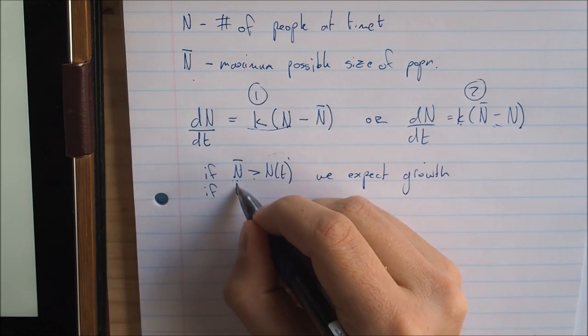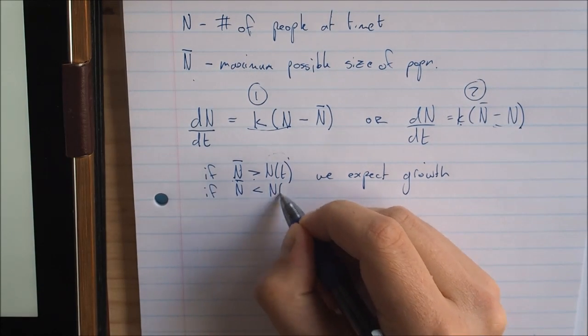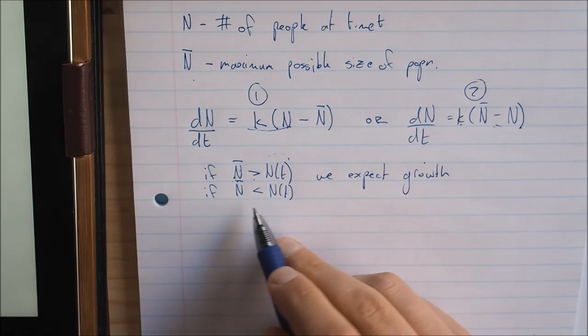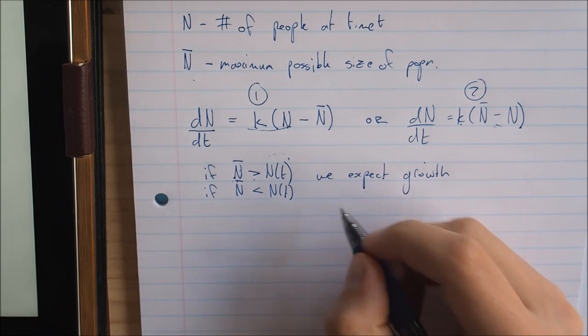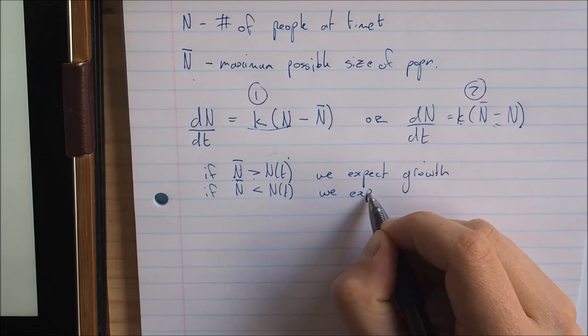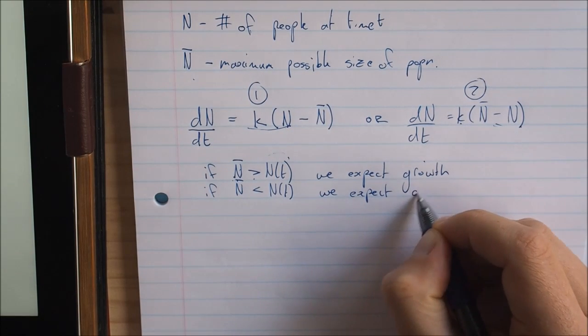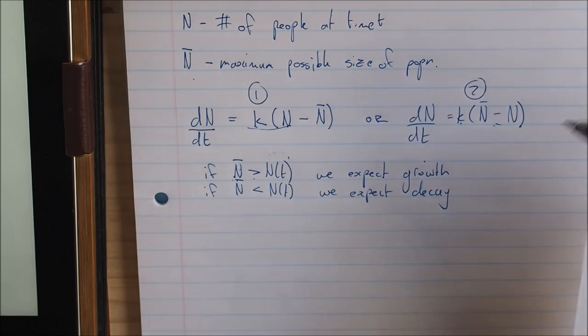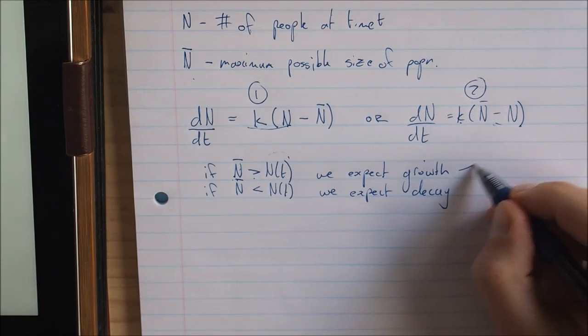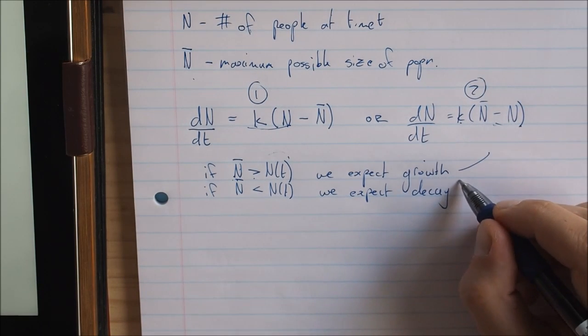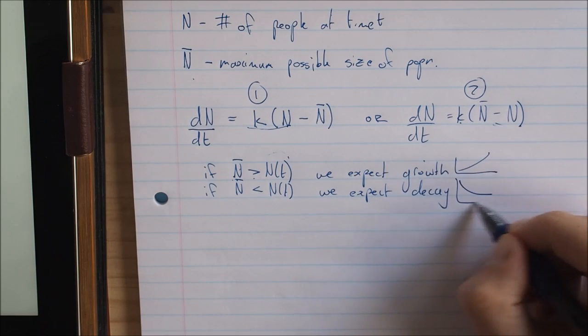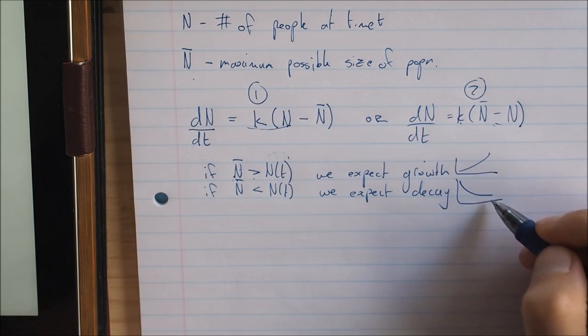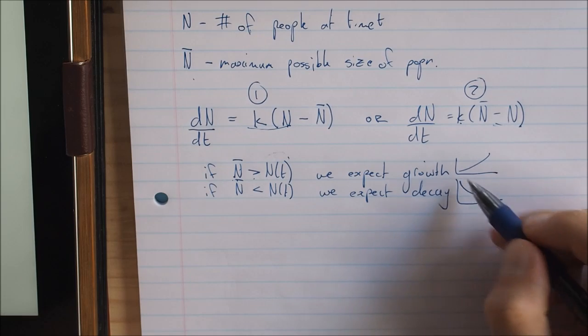And if n bar is less than n of t, so if our current population size is bigger than the maximum possible size, we expect the population to decay, so the size to decrease. So this is going to be growth, increasing, and decay is going to be decreasing. So we're looking at it like that. These are axes, and population decaying, population growing.